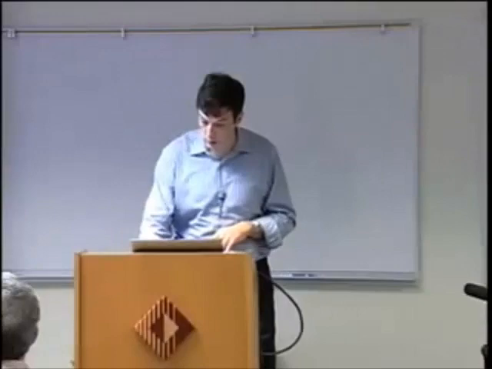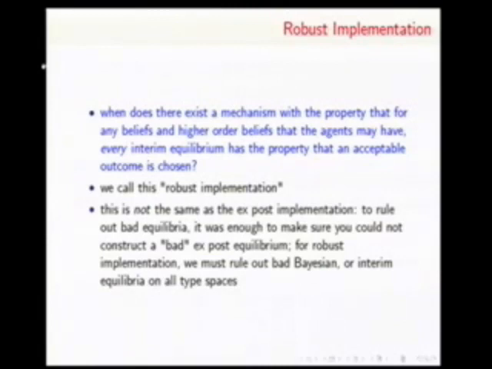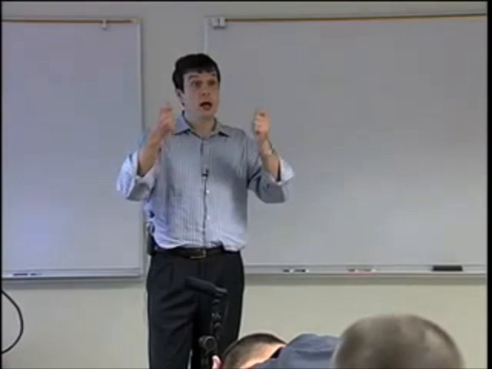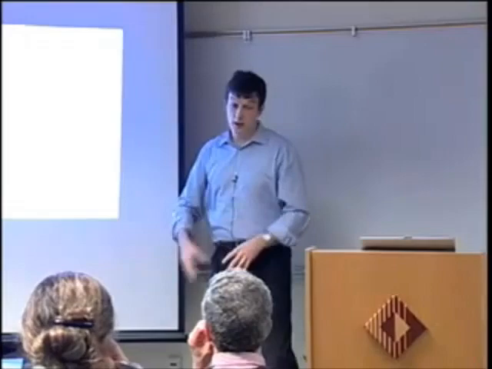So we could, and we do, ask this question in a little bit stronger form by saying, can we find a mechanism, or what kind of properties would it have, so that for any beliefs and higher order beliefs, the desired outcome is an equilibrium, and no other outcomes do form an equilibrium, and now by equilibrium we really mean just interim equilibrium. And if we can guarantee that property, then we want to think about this as achieving robust implementation, this implementation with respect to all beliefs and higher order beliefs.